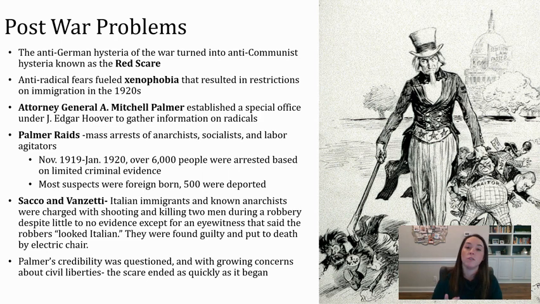And that just shows the level of xenophobia and fear that the American people were in at that point in time. There were some people that were obviously opposed to it, but for that to happen in our justice system just showed the level of fear mongering that was taking place. Eventually, Palmer's credibility is going to be questioned, really looking at civil liberties, and so it's going to end pretty quickly. It's also interesting because we're going to have a second Red Scare after World War II. That's going to be a little bit longer lasting. This one was really brief, but there is that comparison.